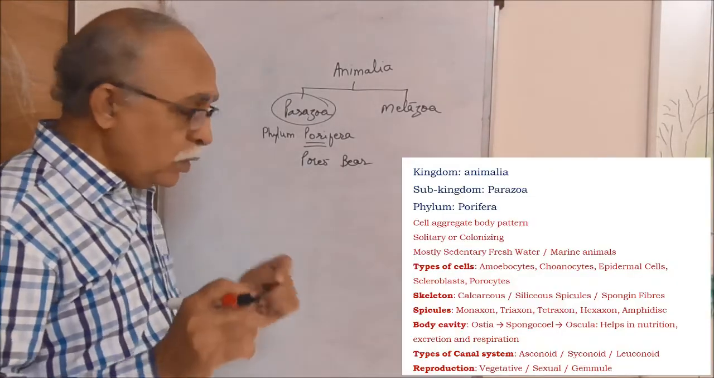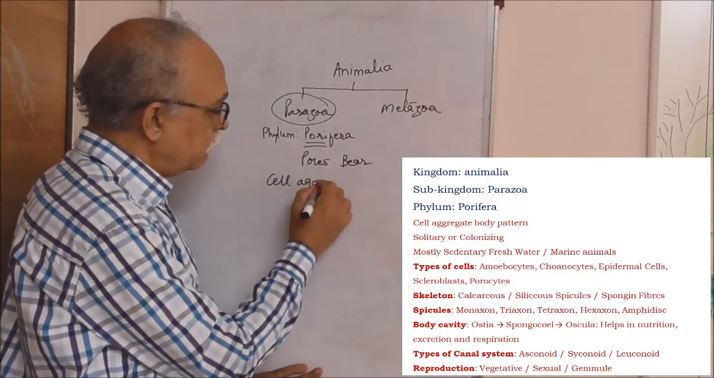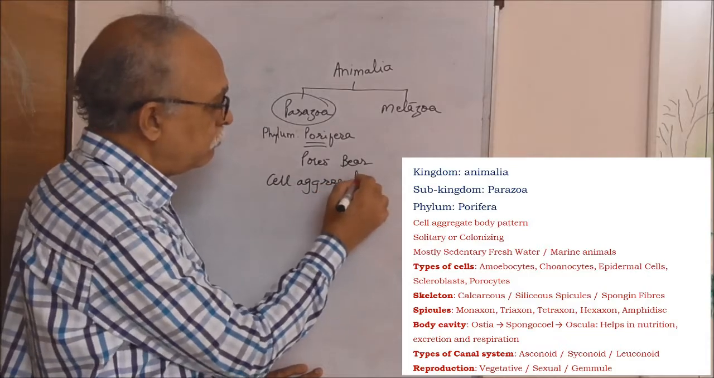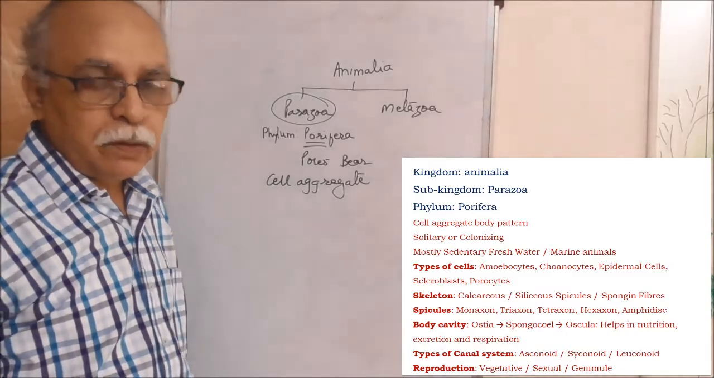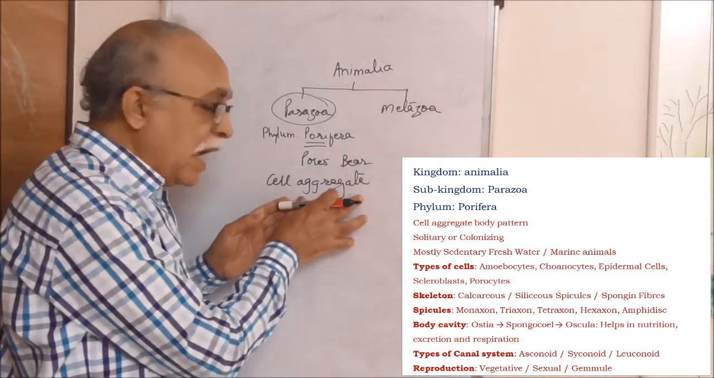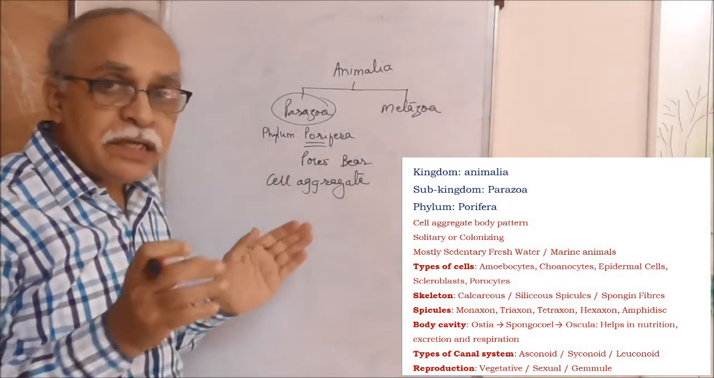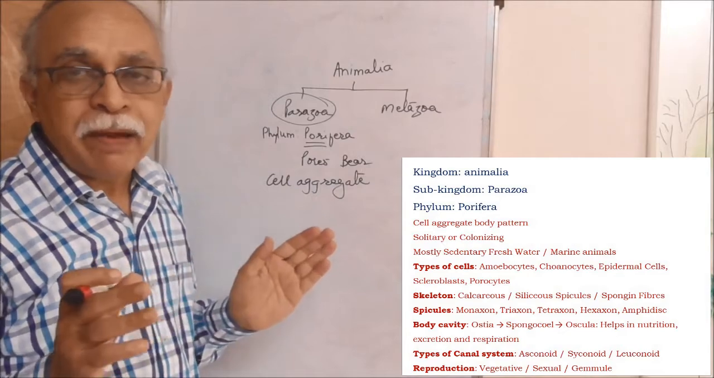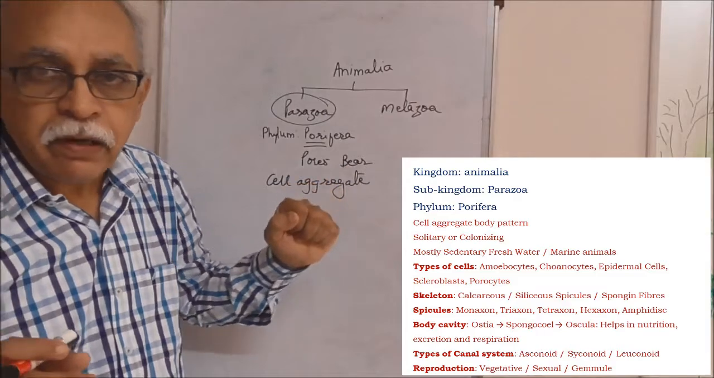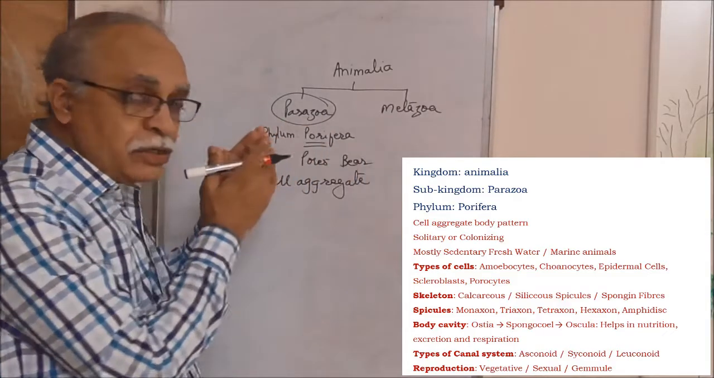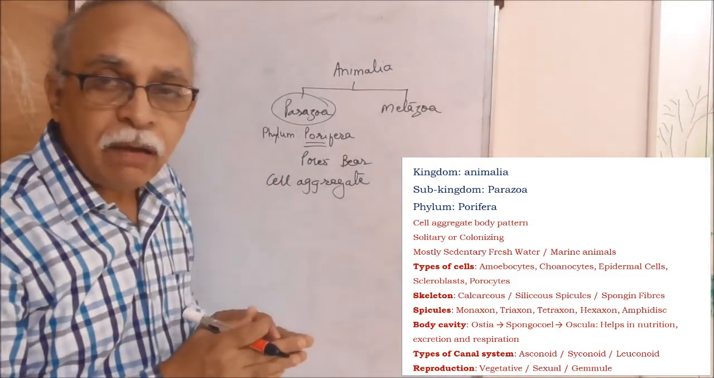Now here the unique feature is it's identified as cell aggregate body pattern. What do I mean by that? This is aggregation, collection, gathering of cells. But each cell almost works independently. There's no central control, there's no central coordination. Every cell functions independently. So it is just a collection of different types of cells. Hence it's called as cell aggregate body pattern.